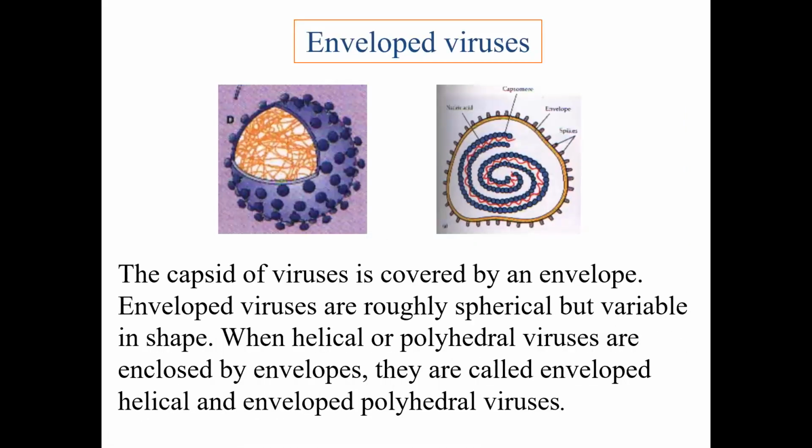So the capsid of viruses, when in spherical shape, you usually find that they are surrounded by envelopes, right? They may vary in shape. Sometimes you can have helical or polyhedral viruses enclosed by envelopes, and they are referred to as such, enveloped helical and enveloped polyhedral viruses.